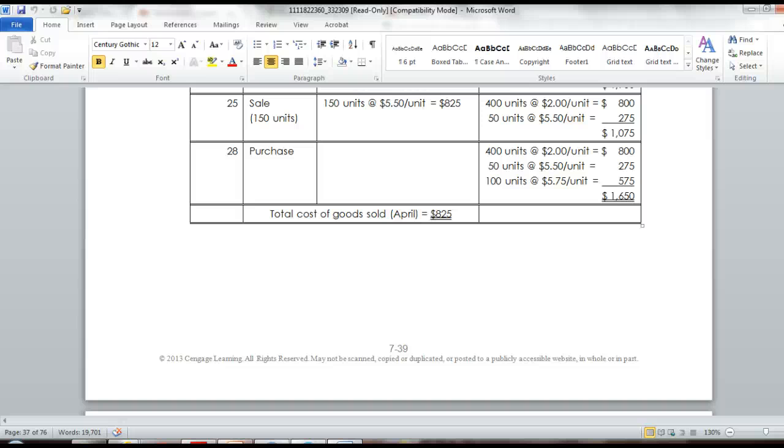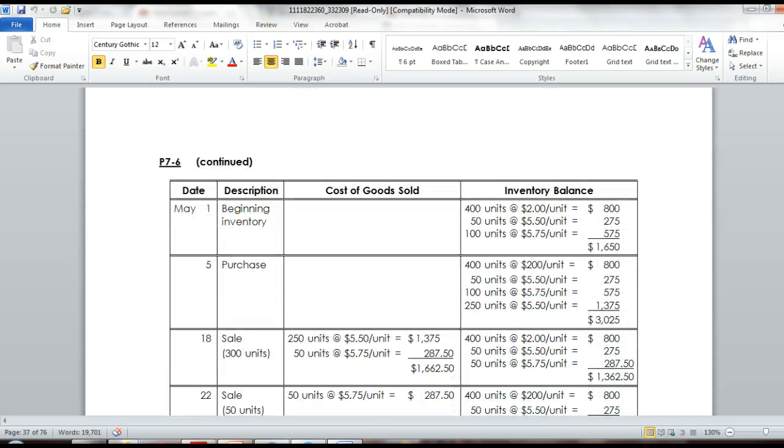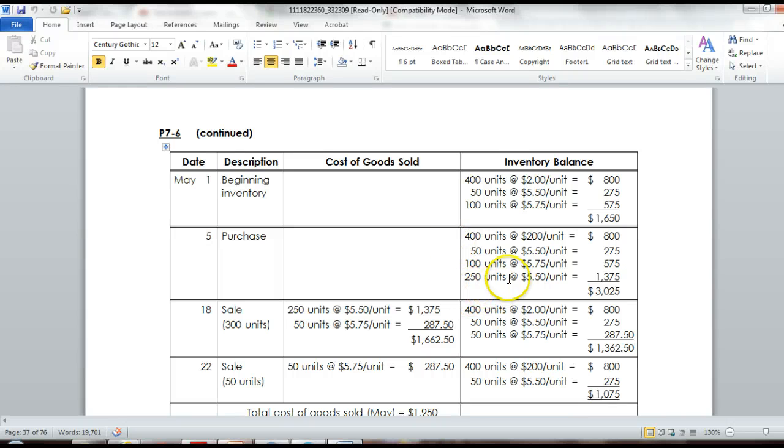We will start our May beginning inventory with our ending inventory of April of $16.50. So we will show that. We show our purchase of 250 units to come up with a new goods available. Then we sold 300 units. We're going to sell these 250 units first. Then we're going to take 50 units from this grouping here at $5.75 a unit to show our $1,662.50 left, or excuse me, in cost of goods sold.